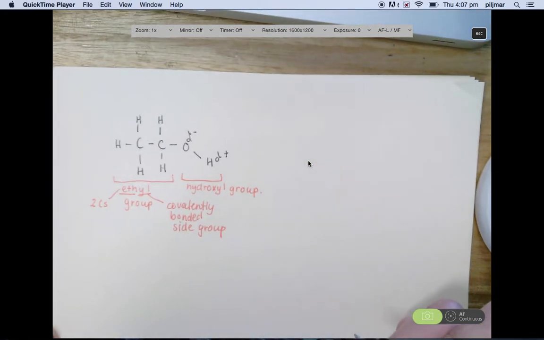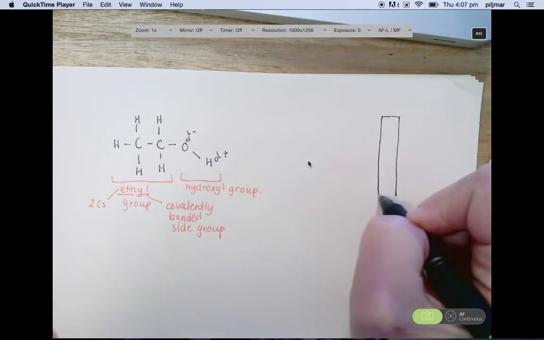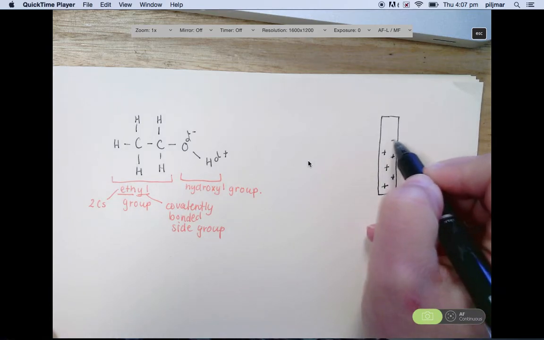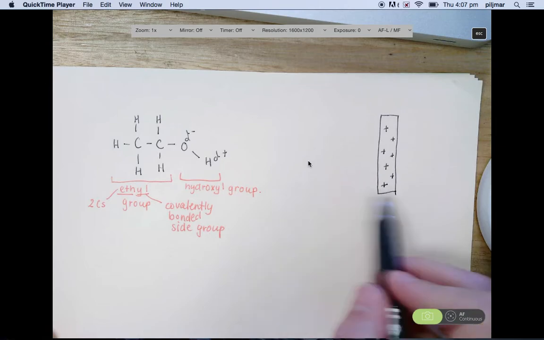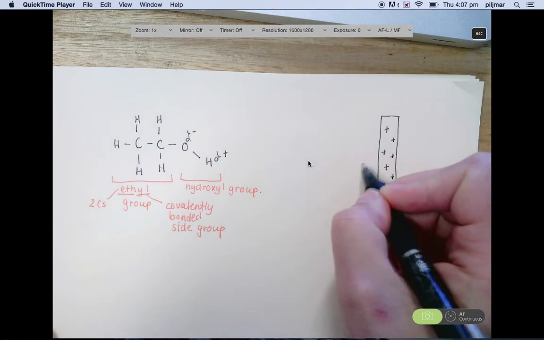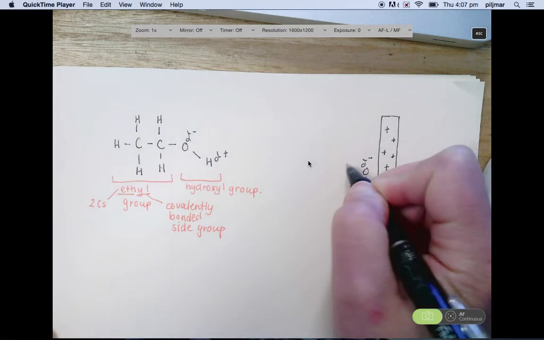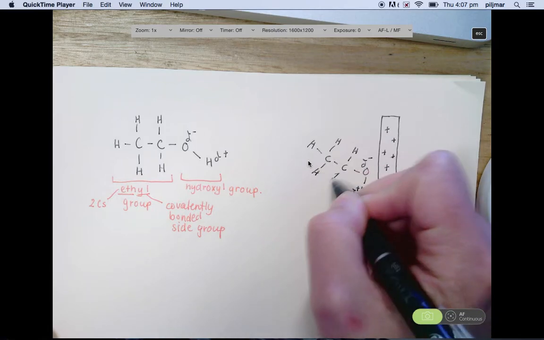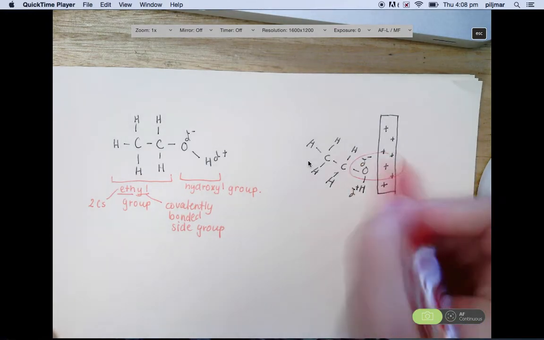So when we drew our Perspex rod, hopefully everybody's drawn the little positive charges that would be present because we've rubbed off some of the electrons onto the silk rod, and we've drawn ethanol in such an orientation where it's attracting to the positive Perspex rod. So that would be with the oxygen end being most attracted to the Perspex rod. So you might draw it like what you can see here, where the oxygen is attracted to the Perspex rod.